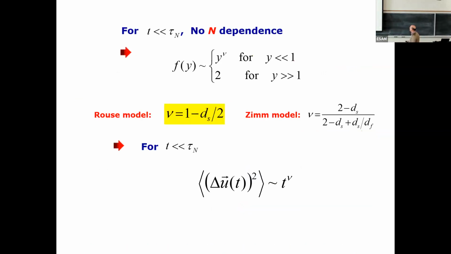And then you have to assume that at short times, the bead inside doesn't know about the size of the system, because it takes time for the knowledge to propagate to the periphery. So you assume independence for short times, so you get this power law, and let's just leave it with the Rouse model. So you get immediately that the Rouse model will give you an anomalous diffusion exponent of 1 minus d_s over 2.